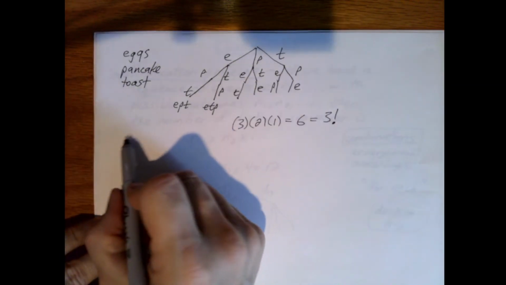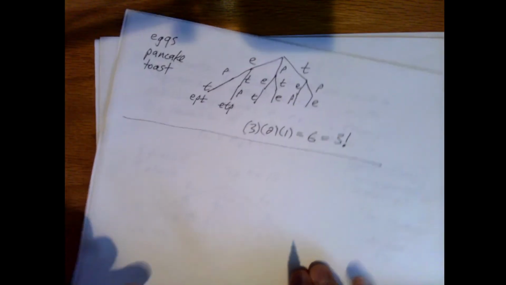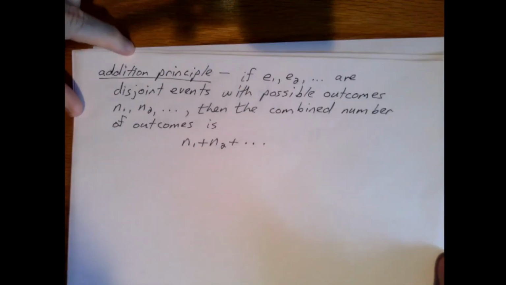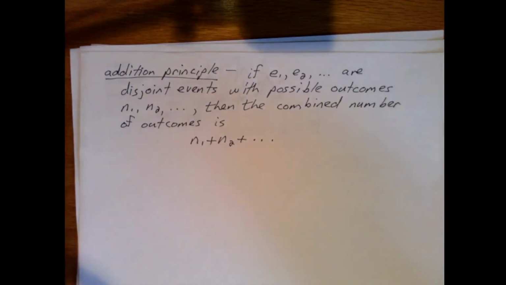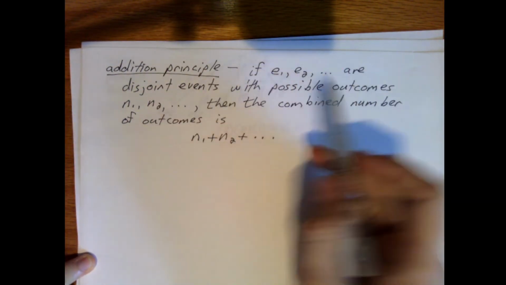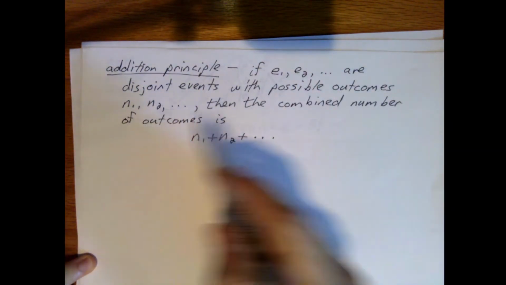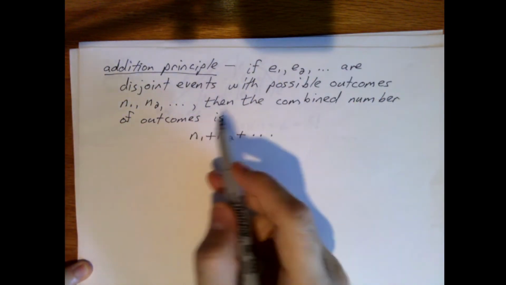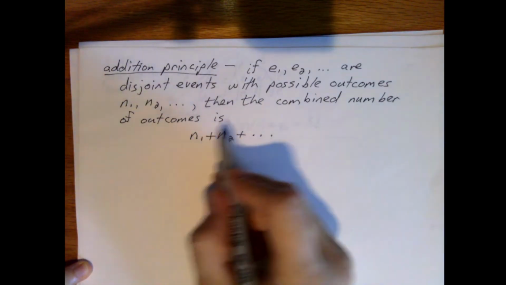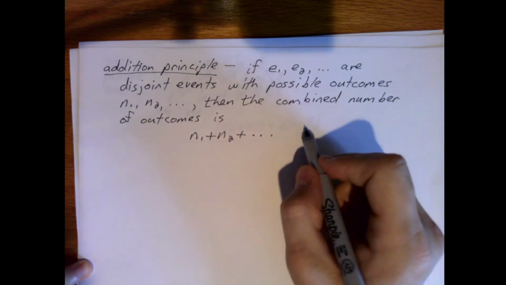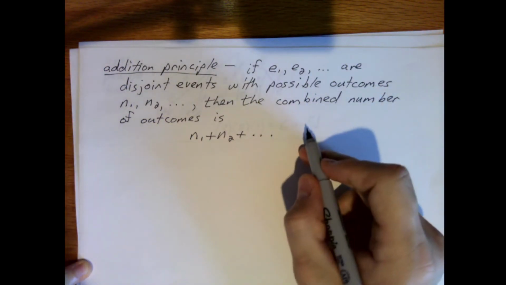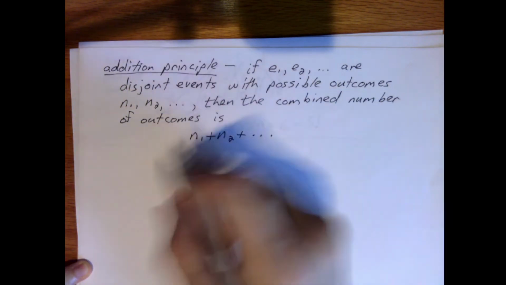Let's look at a couple more examples. Or actually, let's look at the addition principle. So the addition principle says that if I have these disjoint events, E1, E2, ... with possible outcomes N1, N2, then the combined number of outcomes is N1 plus N2 plus ... I no longer am thinking for each, because I'm not saying choose something and then for each of the possible values choose something else. I'm really sort of combining things.